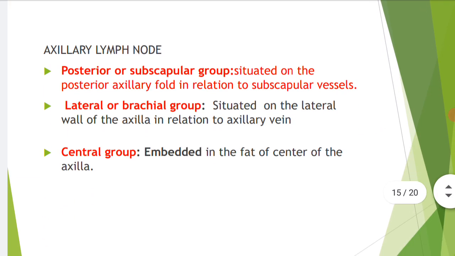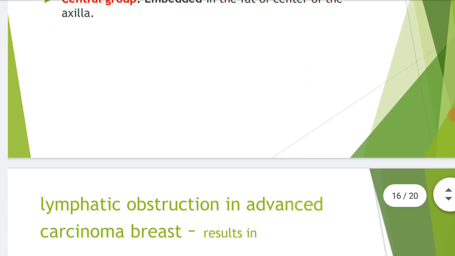The axillary lymph nodes: the posterior or subscapular group is situated on the posterior axillary fold in relation to the subscapular vessels. The lateral or brachial group is situated on the lateral wall of the axilla in relation to the axillary vein. The central group is embedded in the fat of the center of the axilla.